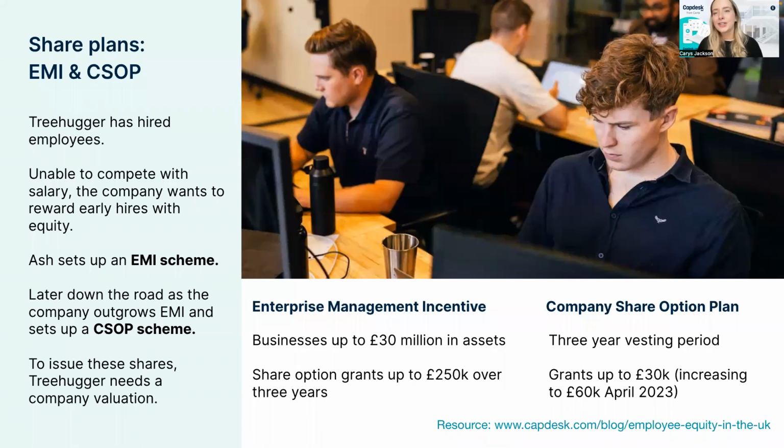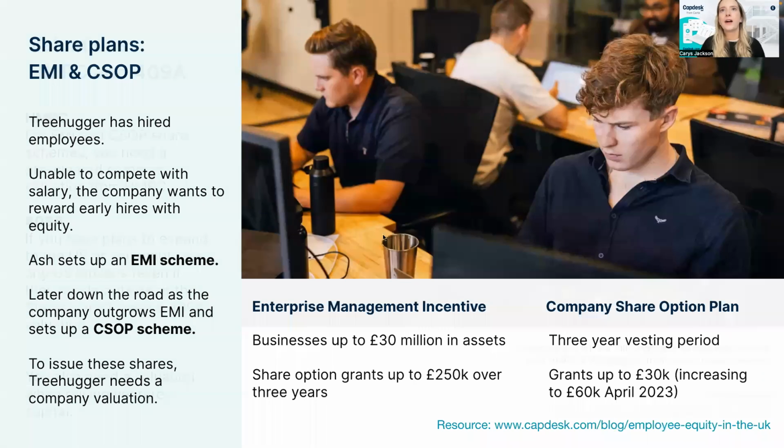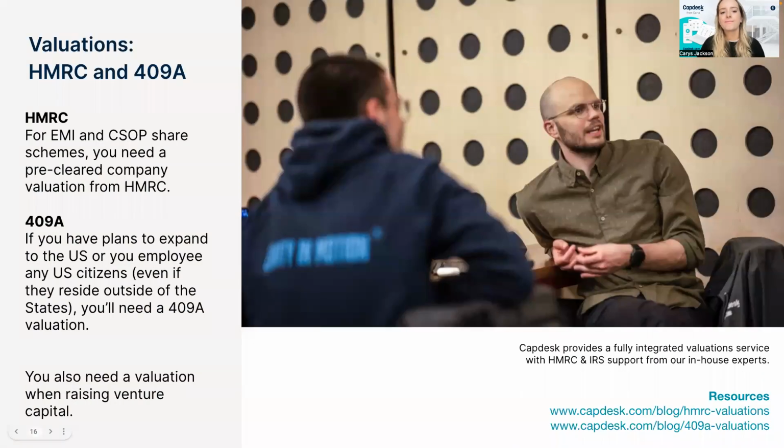So to issue either an EMI or a CSOP scheme, Treehugger needs a company valuation. So this is a really important piece because for any EMI or CSOP scheme, as I said, you do need a pre-cleared company valuation from HMRC to be compliant. These expire every 90 days. So if you are issuing on a rolling basis, then you may need up to 4 valuations a year.